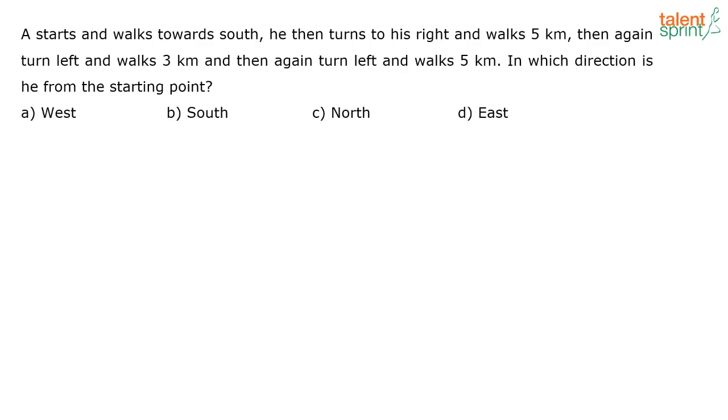So here, what have they given? A is walking towards the south. Then he turns to his right and walks 5 kilometers. And then again he turns left and walks 3 kilometers. And then again left and walks another 5 kilometers. So he is basically coming into the same line that he started.